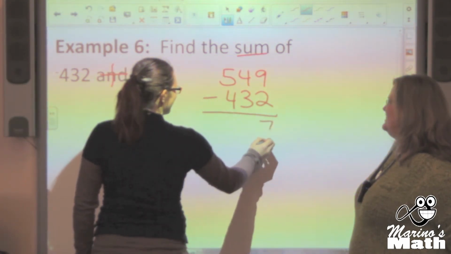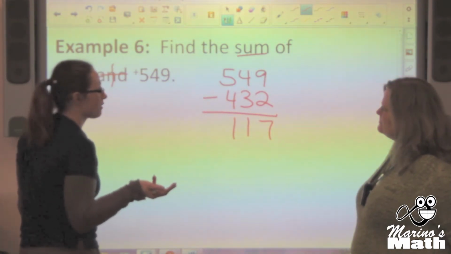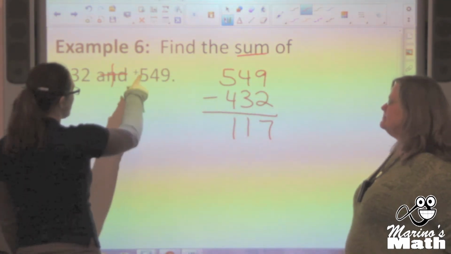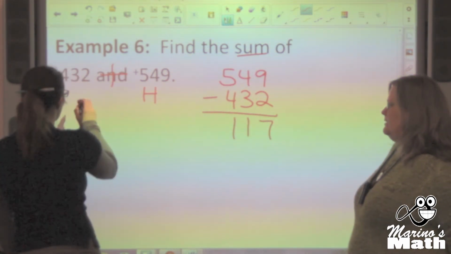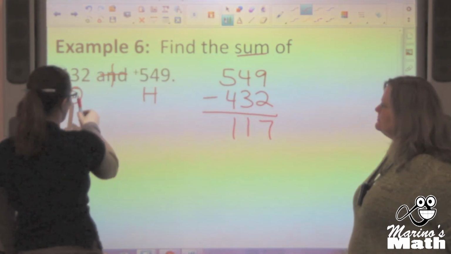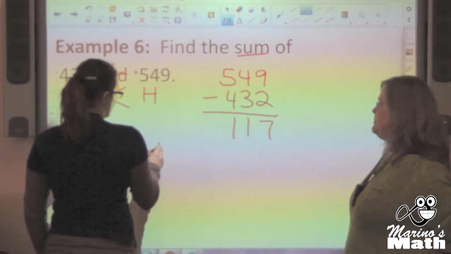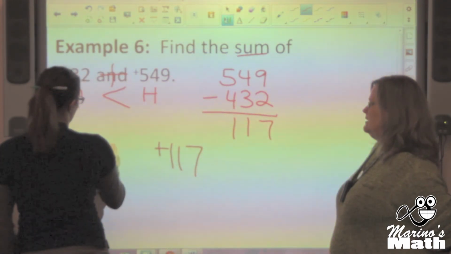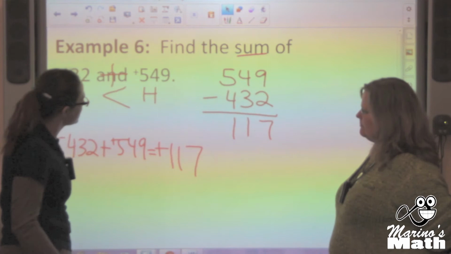This one was easy. No borrowing, no nothing. So now I'm looking at what we just talked about. When I talk to my students about this, I always think about money. I have $549. I owe my good friend Miss McDonough $432. I have more money than I owe. Therefore, my answer is going to be positive. Right, because you're still going to have some money left when you pay me back. So we have negative 432 plus positive 549 equals positive 117.